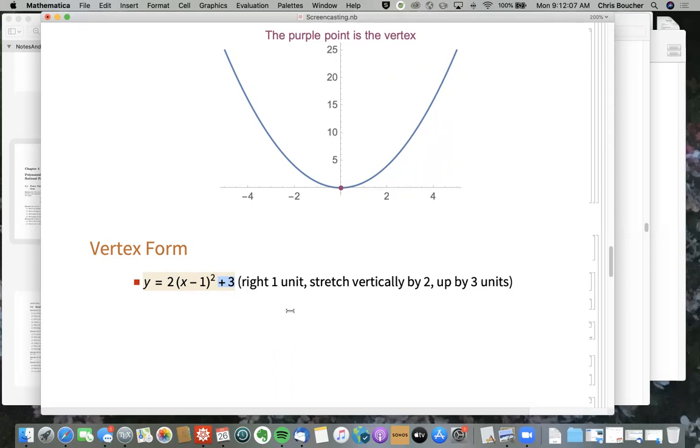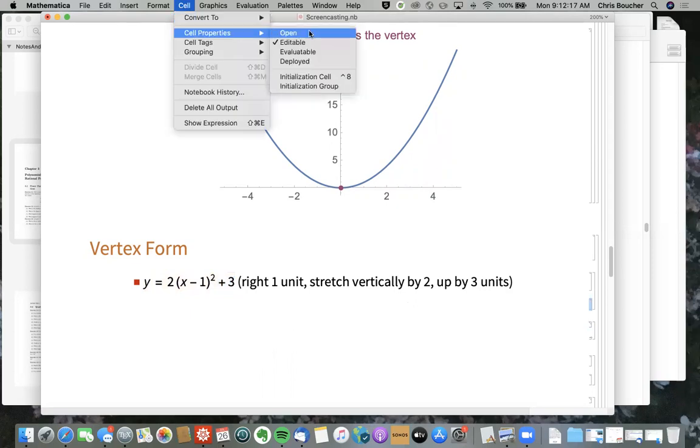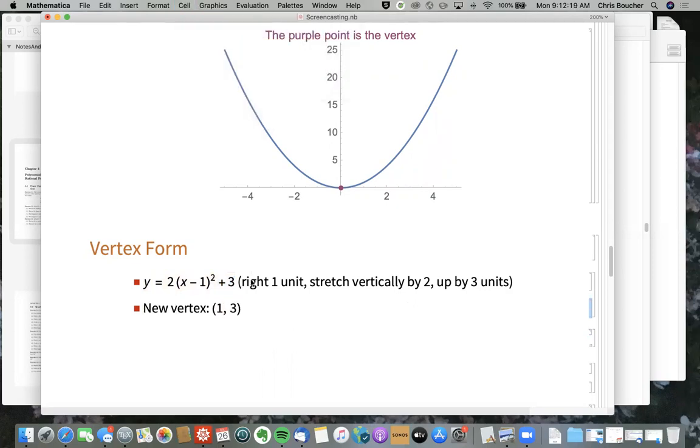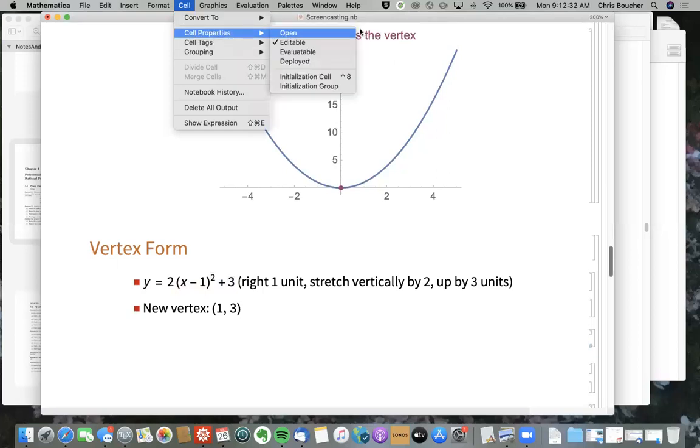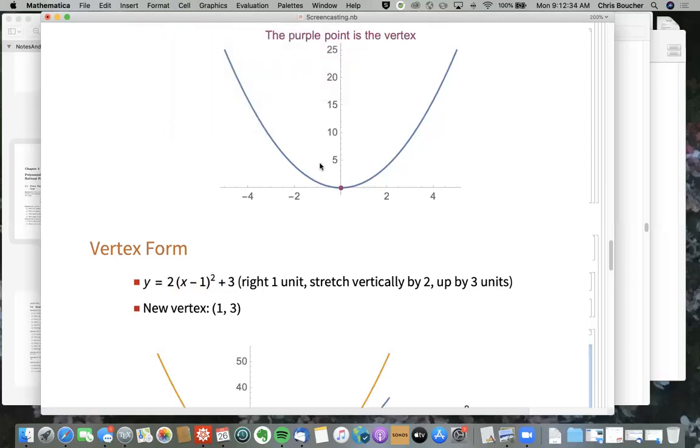So the vertex is not going to be affected by the stretch. The rest of the graph will, but the vertex will only be affected by the shifts. So if I take the origin and I shift it 1 unit to the right and 3 units up, I move it to the point (1, 3), right? So in this form, I can see where the vertex moves. And I can see based on the transformations, there are no reflections here, so it's still going to be an upward opening U.